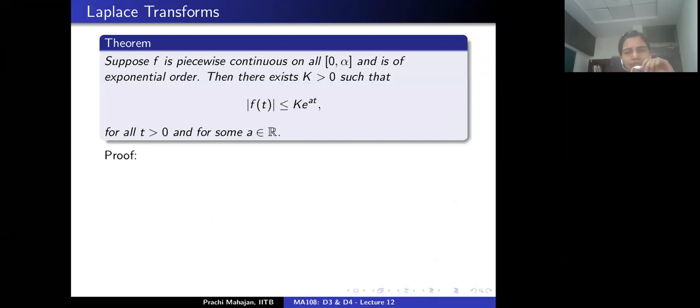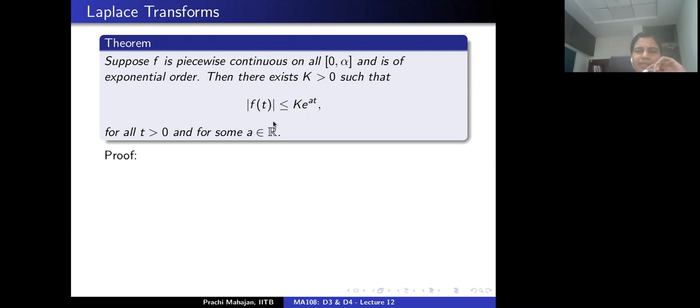So this is actually an observation rather than a theorem. I'll correct it when I put it on Moodle. So let's make a small observation that if f is piecewise continuous on the interval 0 alpha for every alpha positive, and suppose that f is of exponential order a, then there are constants k and a such that f satisfies this growth condition throughout the real line. Well, actually only on the positive reals, because that's what we are interested in.